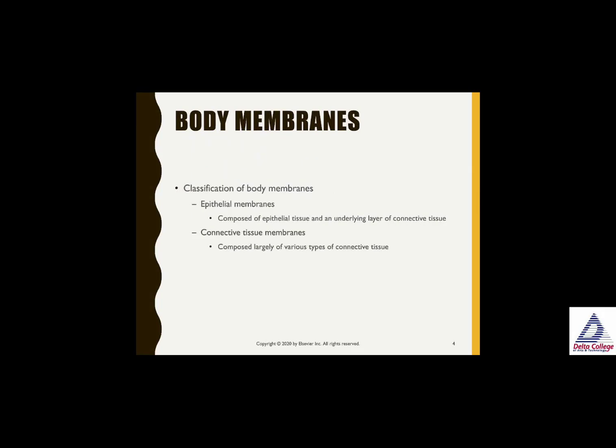So, classification of body membranes. Membranes cover and protect the body surface. They line body cavities, and they cover the inner surfaces of hollow organs such as the digestive, reproductive, and respiratory passageways. Some membranes anchor organs to each other or to bones, and others cover the internal organs.